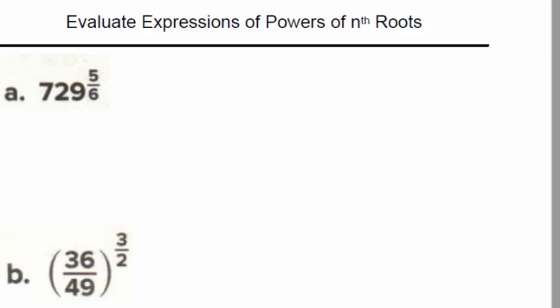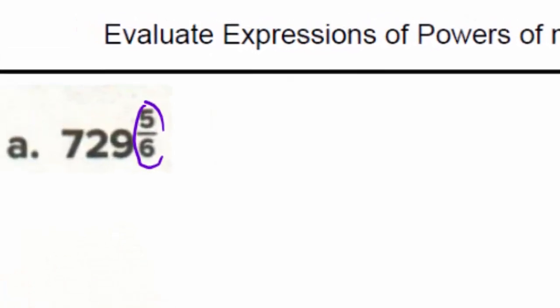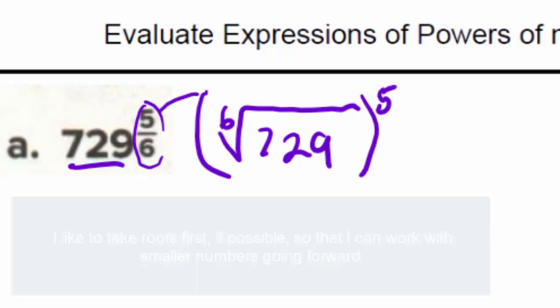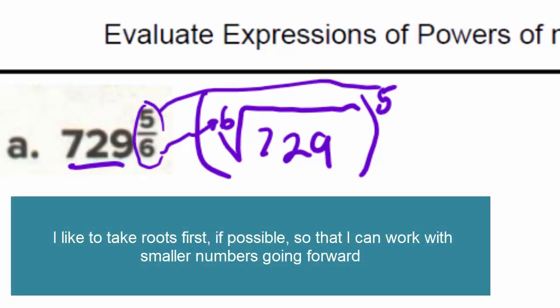Now we're going to evaluate some expressions of powers of nth roots, and 729 to the 5/6 power. Since this 5/6 is actually less than 1, I should get an answer that's smaller than 729. Now, which one do I do first? Do I do the power of 5 or do I do the 6th root? That depends on the number here. I believe you can take the 6th root of 729, so I'm going to do the 6th root of 729, and then raise that whole thing to the 5th power. So the 5 is the exponent, and the 6 is the index or the root.